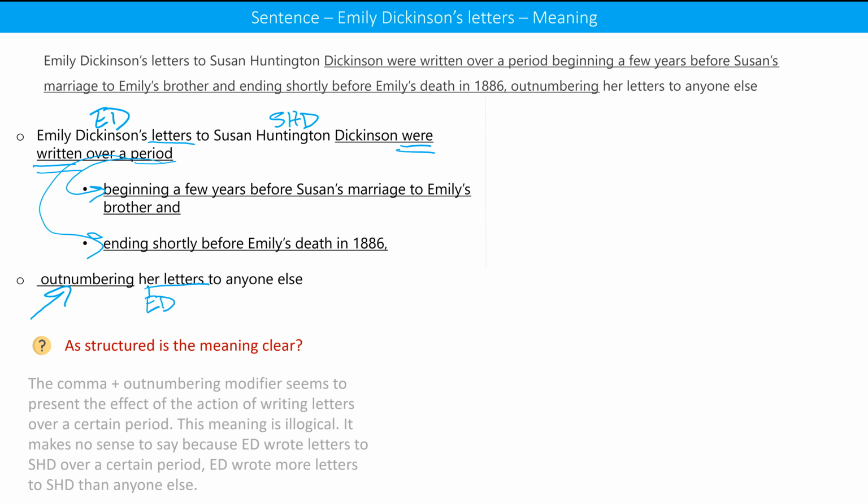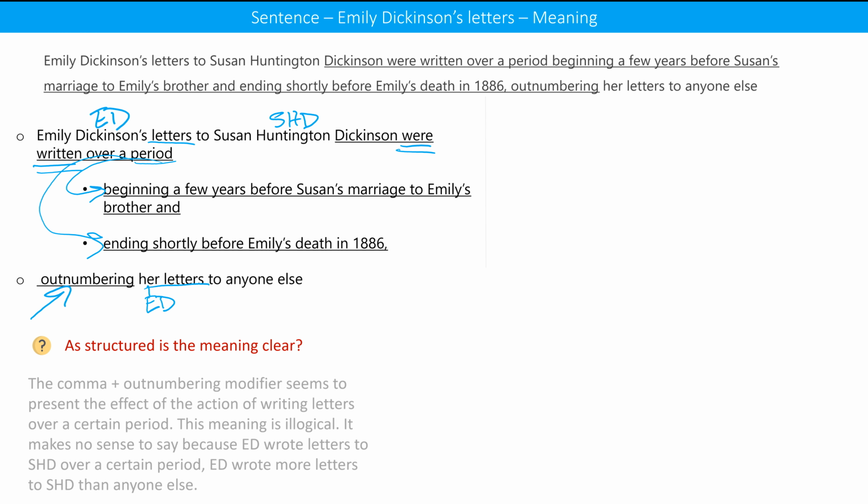It makes no sense to say that because Emily Dickinson wrote letters to Susan Huntington Dickinson over a certain period, she wrote more letters than anyone else. That period has nothing to do with anything. So we have an illogical meaning here based on this comma plus verb-ing modifier. So when you get that sense, when you're reading through the sentence, that something doesn't seem quite right, and you kind of stumble with that fluency, that's kind of a key indicator.